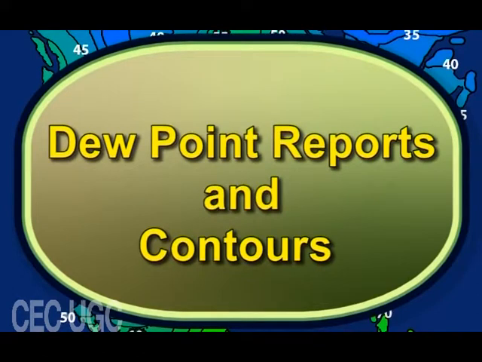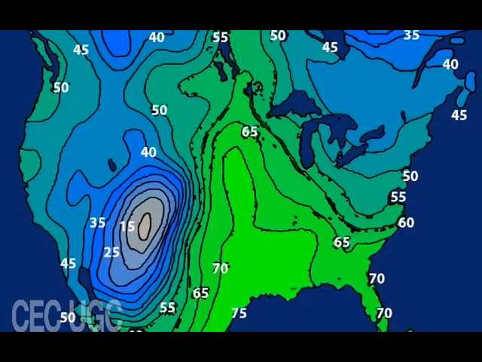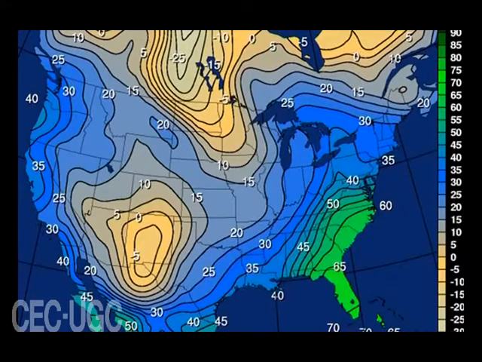Dew point reports and contours. This surface meteorological chart shows the dew point temperature pattern over continental United States and is updated every hour. Dew point temperature is a measure of moisture in the air and is contoured here every 5 degrees.